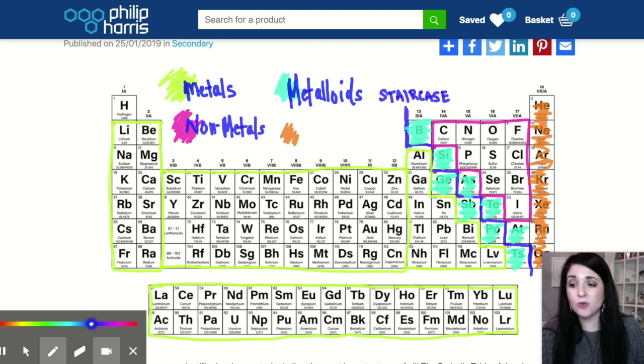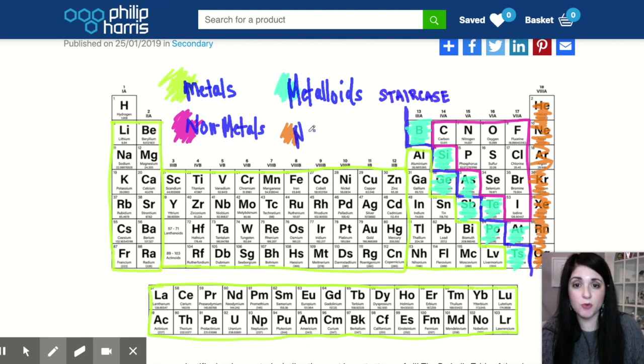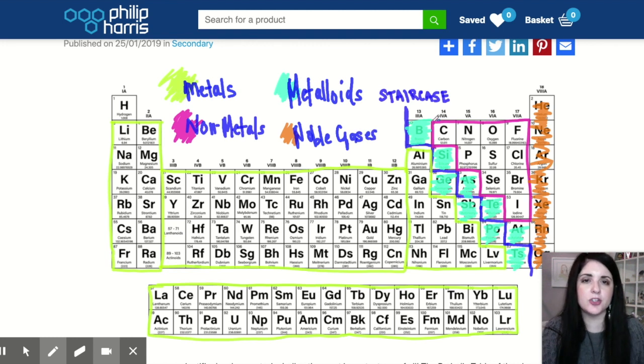Again, the only property about these that you need to know is that your noble gases are unreactive. The fancy word for that is inert. These don't like to react with anything else. It takes very extreme conditions for them to do so. So there are your very basic types of elements on the periodic table.